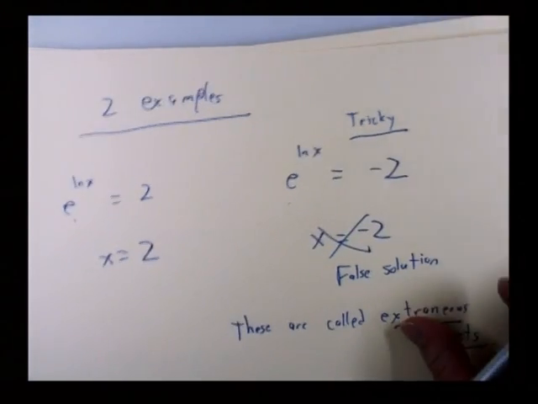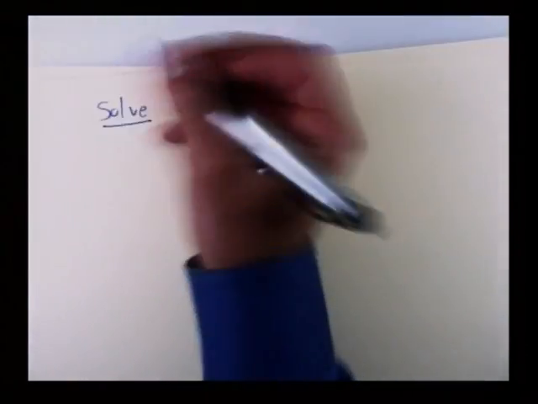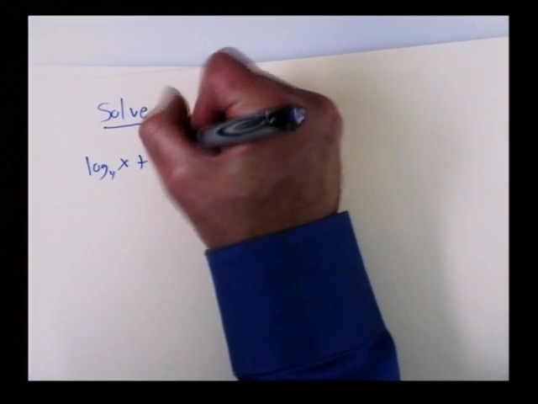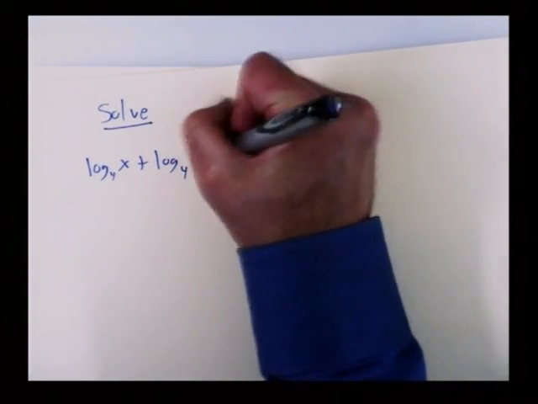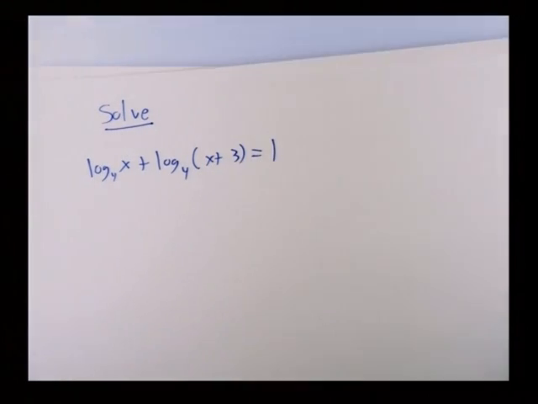In fact, let's look at a harder problem and try to find the roots of this. Solve the following ugly-looking equation. The base 4 log of x plus the base 4 log of x plus 3 is equal to 1. Somewhere out there in the wide world of real numbers, we hope there's some number x that will make this equation true. How then shall we find it?